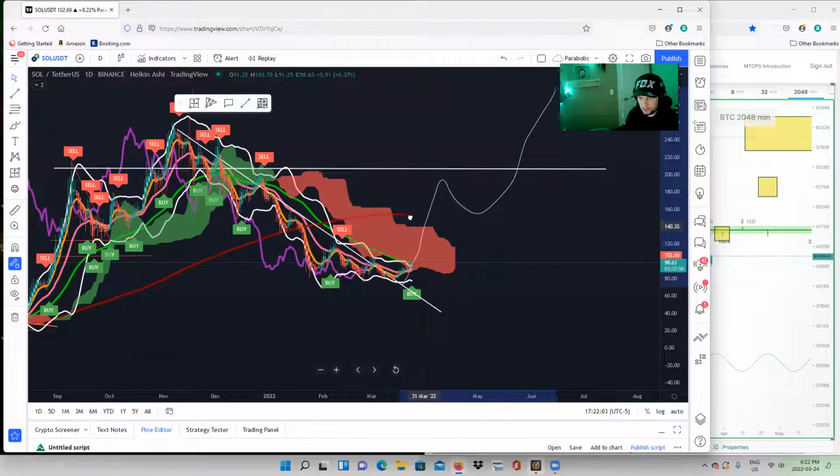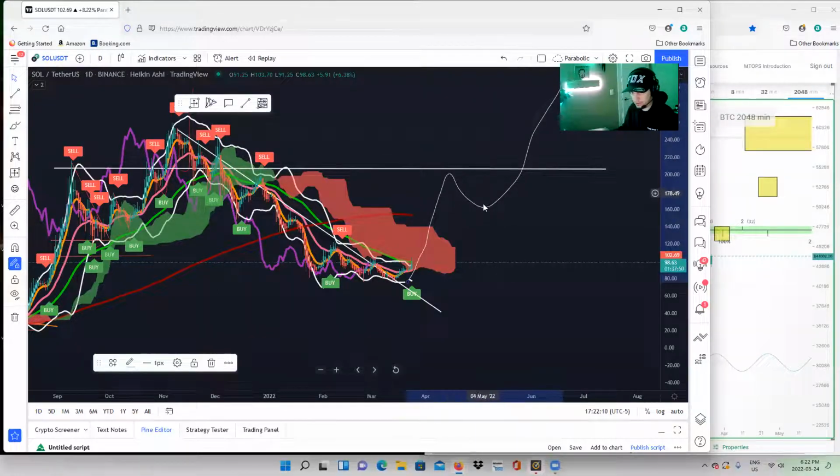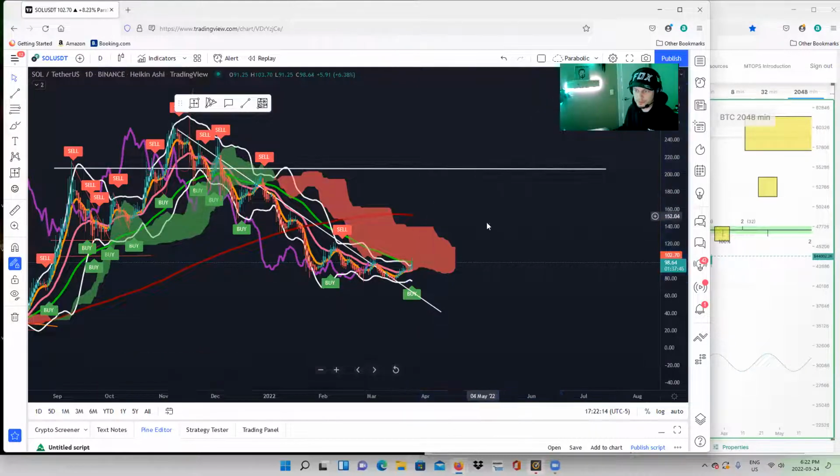I draw these white lines to kind of just show you where I'm thinking the market's going to go. You are not to follow these white lines. I just draw them up for general purposes. But I'll show you in a more detailed way.